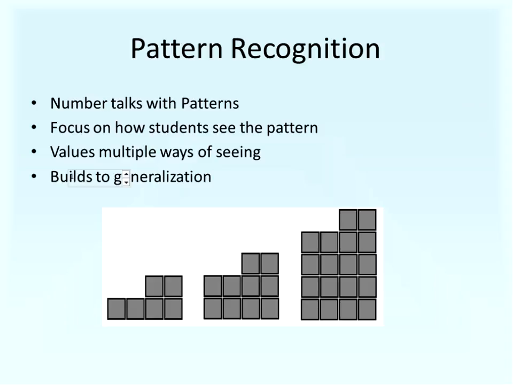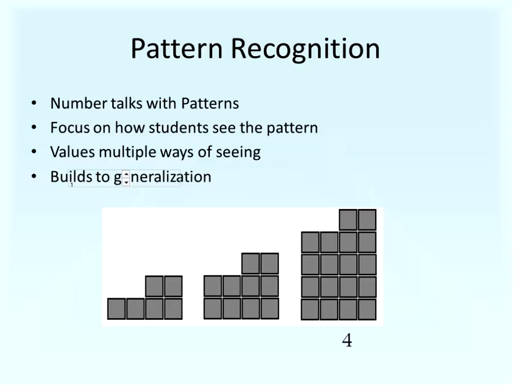With this pattern, like a number talk, you would ask students, what do you see? How do you see a pattern here? For example, I see shorter columns and taller columns, and the taller columns are always one level higher than the shorter columns. So that might be how I see this.